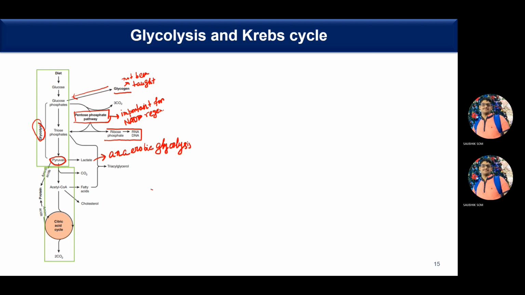At that time, lactate will be formed. Otherwise, in the presence of oxygen, it will go to the citric acid cycle, and this pyruvate will also be converted to acetyl CoA, and it will go and bind to the cholesterol pathway. But it can also form cholesterol and other different amino acid pathways, which have not been taught here.